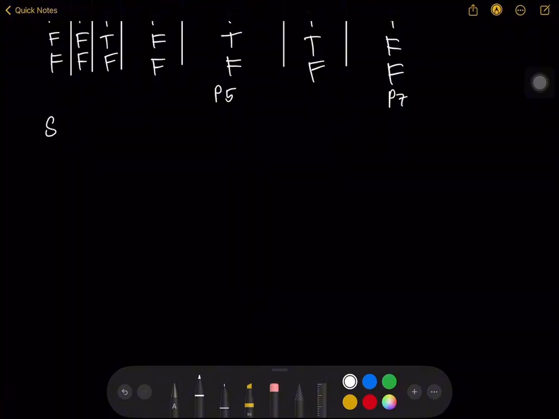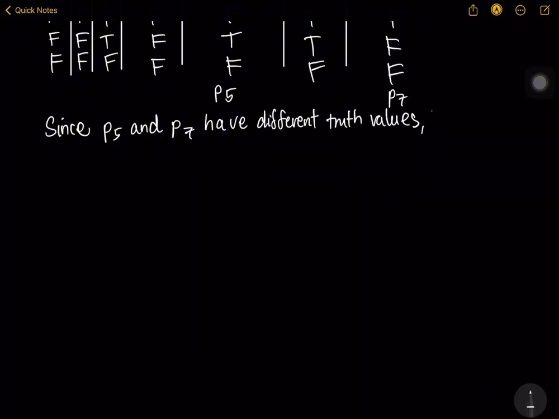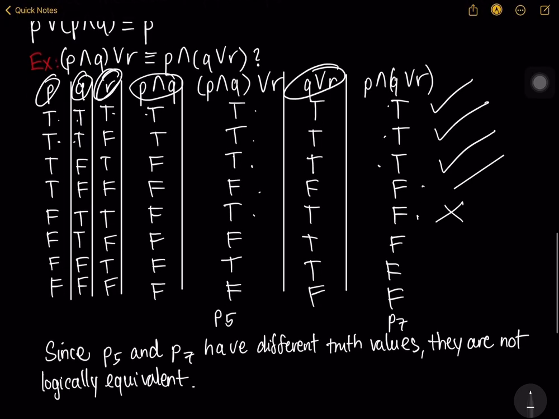So we can write our conclusion like this: since P5 and P7 have different truth values, therefore they are not logically equivalent. Okay, that is our example.